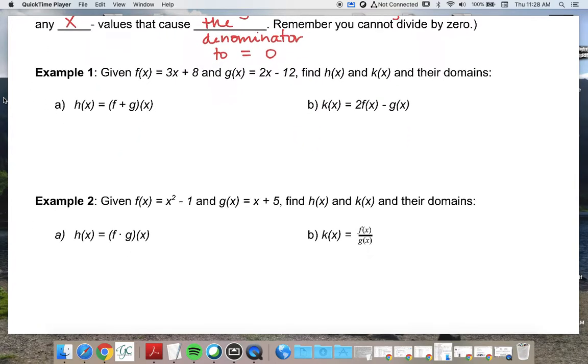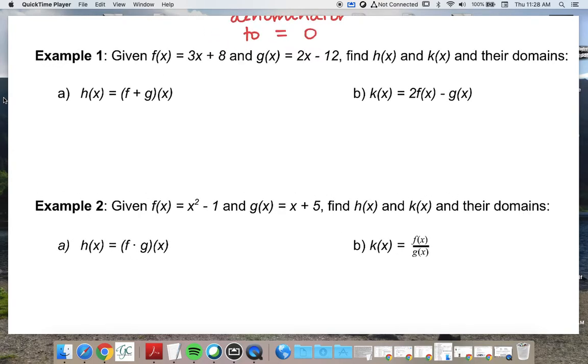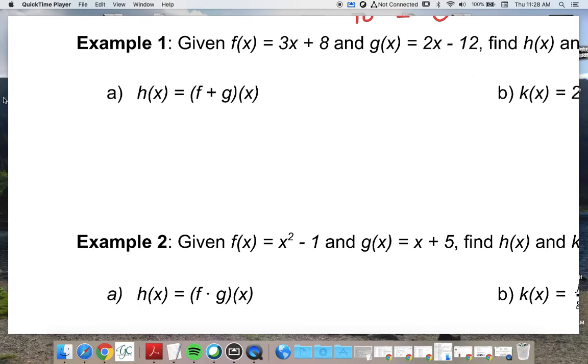So first up in example 1, we're just going to be looking at addition and subtraction. So first I want to perform the actual operations, then we'll go back and we'll talk about the domain of each of these answers. So starting with h of x, they tell us h of x is equal to f plus g of x. So remember I said I don't love this notation because that of x at the end can be kind of confusing. So I do want to rewrite this. This is the same thing as f of x plus g of x, where we are just adding those two functions together. And I think that's a little easier to see exactly what we're doing.